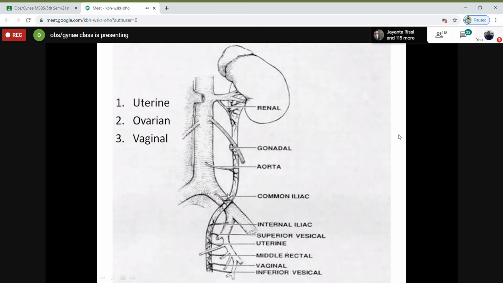Then here you have the common iliac, then internal and external iliac. The uterine artery is a branch of the internal iliac. See, this is the uterine artery. Internal iliac gives the superior vesical, the uterine, the middle rectal, the vaginal, and the inferior vesical. These are branches of the internal iliac artery. The vaginal is also a branch from the internal iliac artery. The ovarian is a direct branch from the aorta.